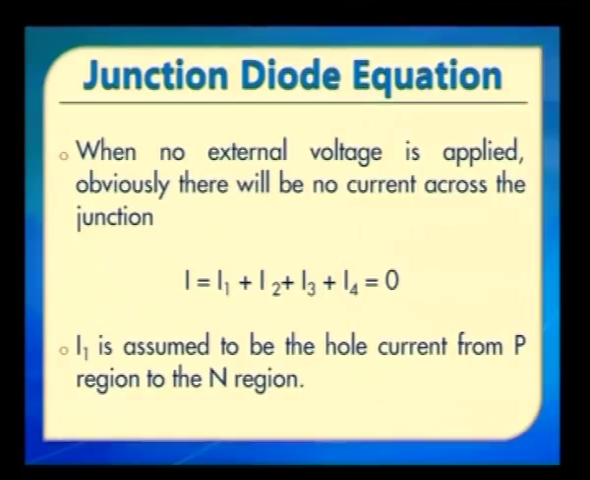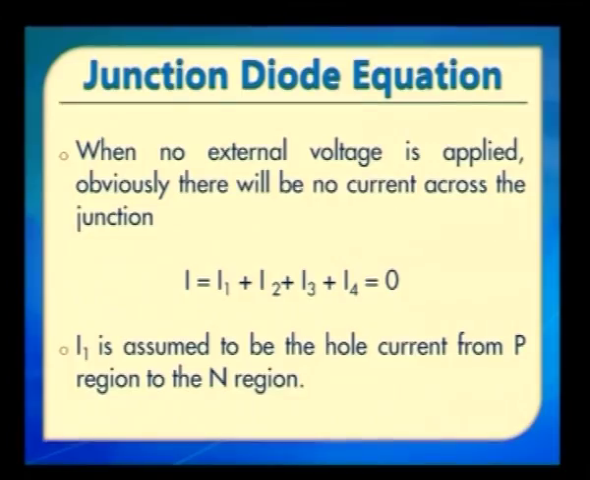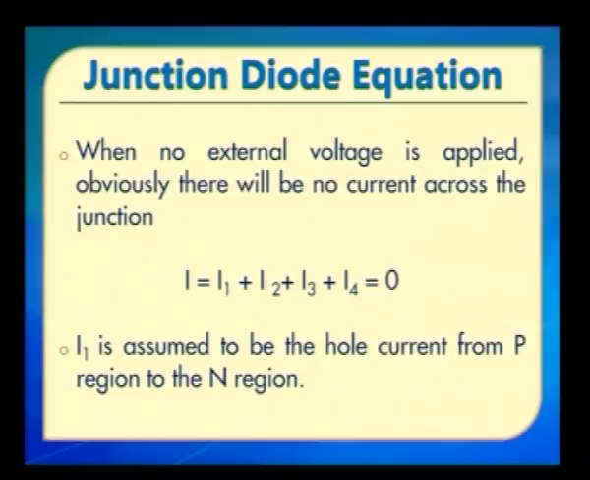This contact potential is of great significance, because you will be coming across this potential in the steps to come. When no external voltage is applied to the PN junction, there will be no current across the PN junction. The sum of the currents I1 plus I2 plus I3 plus I4 is equal to 0. What are I1, I2, I3, I4? I1 and I2 are the currents due to the majority carriers, whereas I3 and I4 are the currents due to minority carriers. I1 is assumed to be the hole current from the P region to the N region.